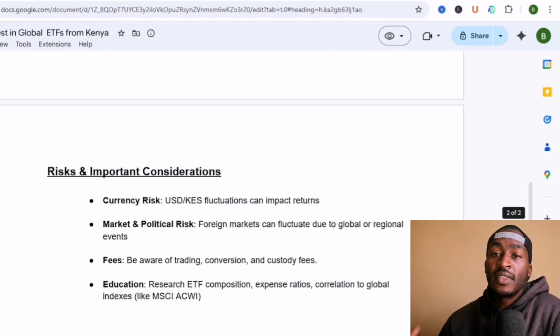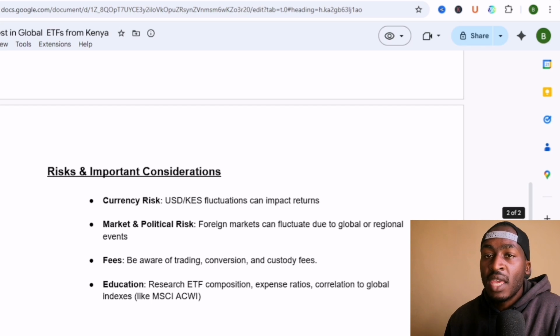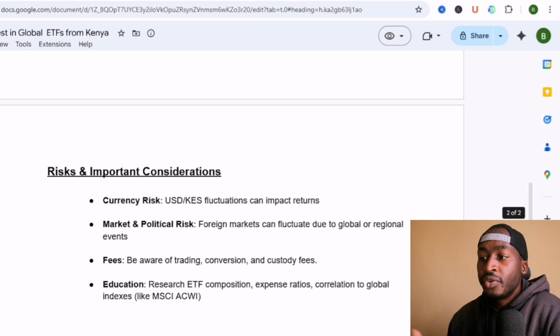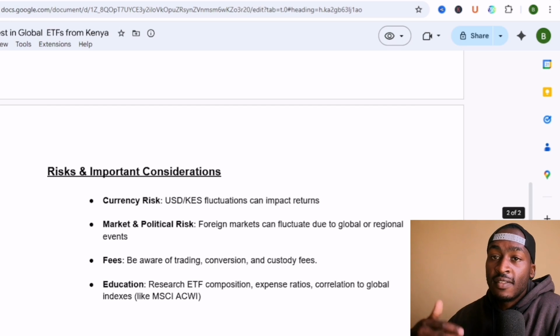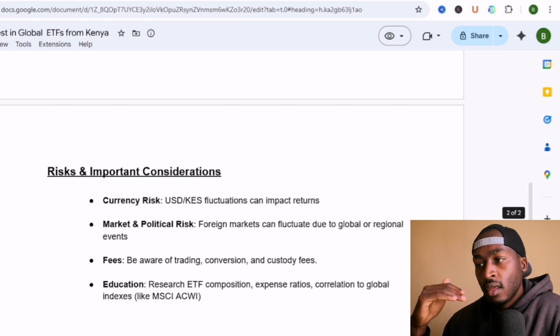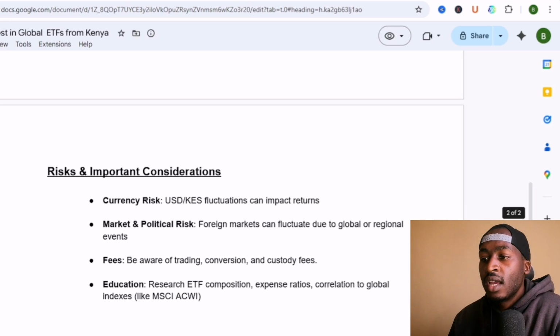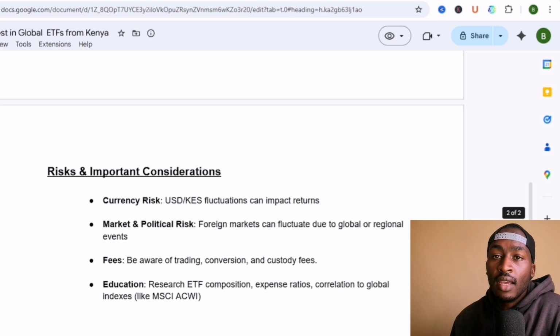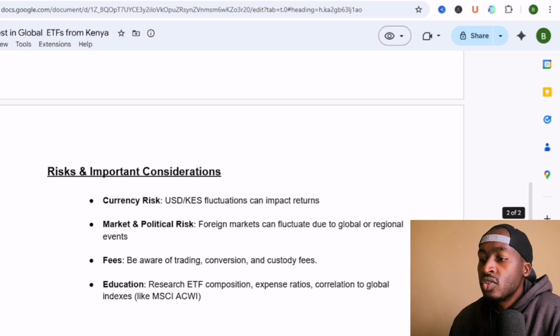Let's go into some of the risks and important considerations that you should be aware of. For example, we have currency risk. The exchange rate between the US dollar and the Kenya shilling always fluctuates, so you should consider that because it has an impact on your returns. Another thing is market and political risk. Foreign markets can fluctuate due to global and regional events, things like elections. And if you are a forex trader, you know when Trump talks, the market moves. So you should consider what is happening in the global markets when it comes to investing in ETFs. Another one is fees. Be aware of trading, conversion, and custody fees, things like commission and expense ratios in different types of ETFs. And last but not least, education. Research ETF composition, expense ratio, and correlation to global indexes.